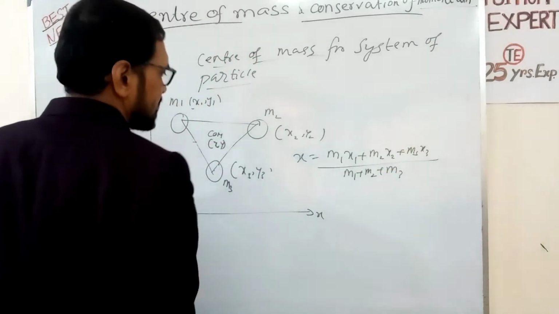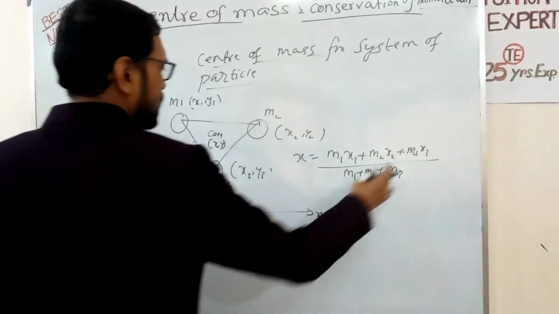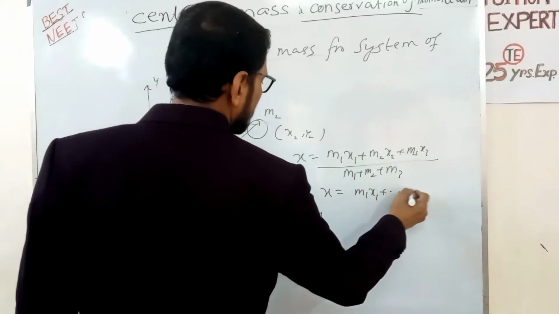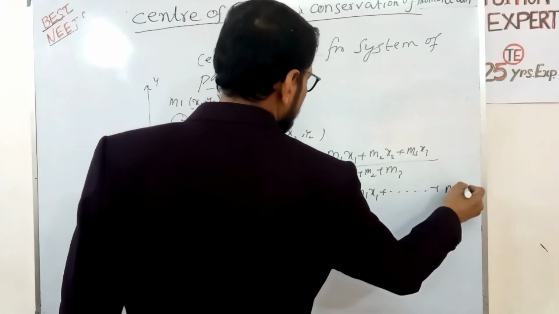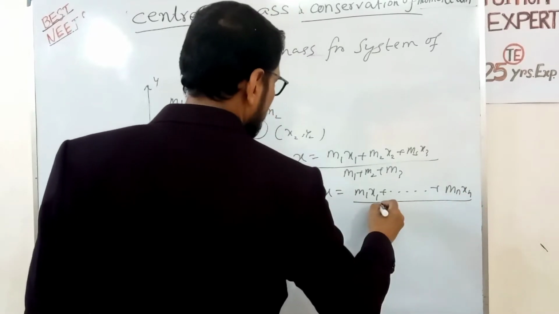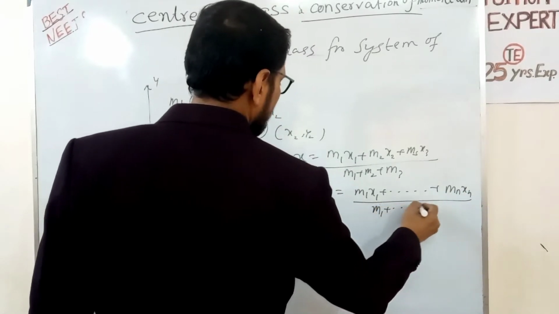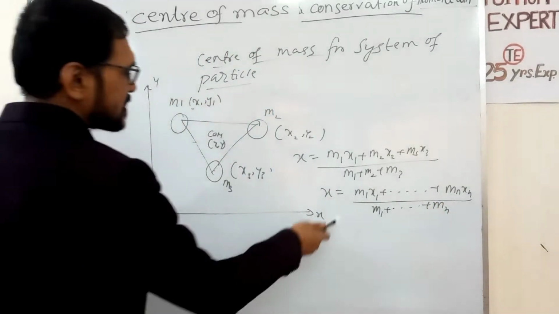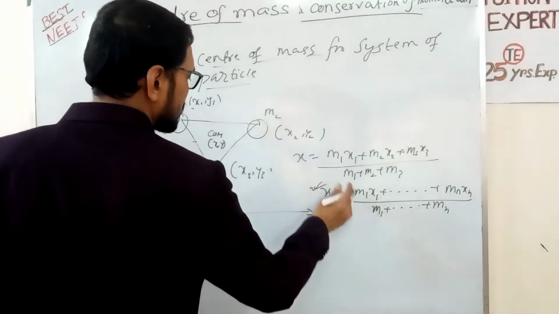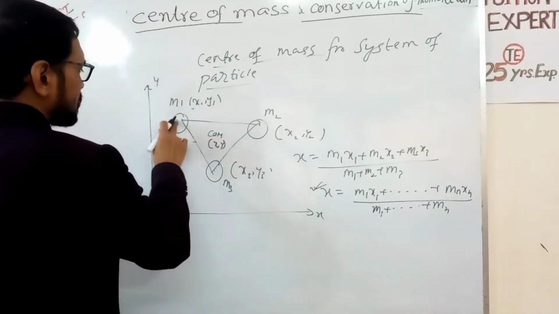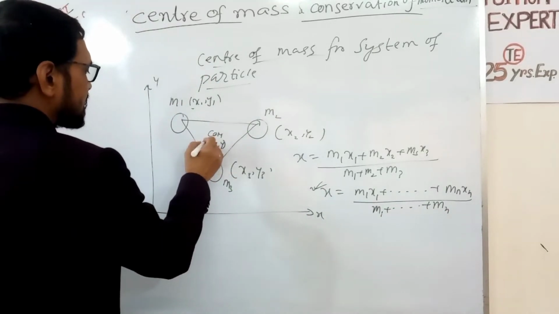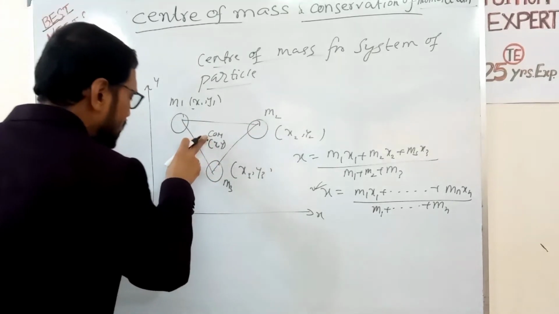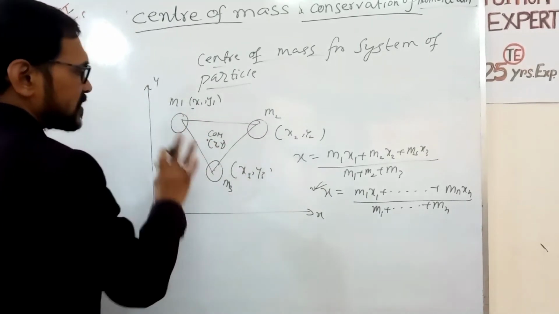That is, if n particles are present, then x equals m1 x1 plus dot dot dot plus mn xn divided by the total mass of the system, m1 plus dot dot dot plus mn. So for n particles, the x coordinate of the center of mass is defined as this. Here the total mass of the system is concentrated at that point. So the mass at the center of mass is considered to be the total mass of the system.